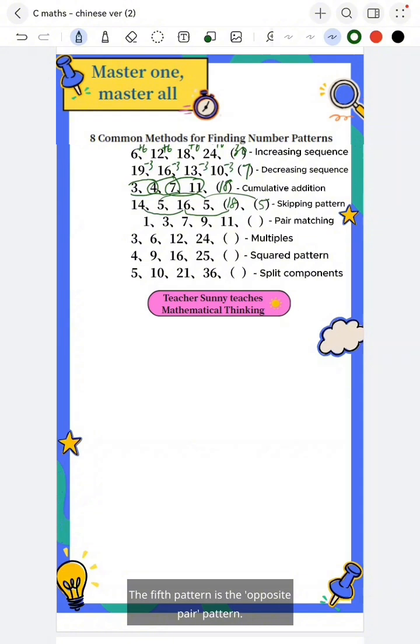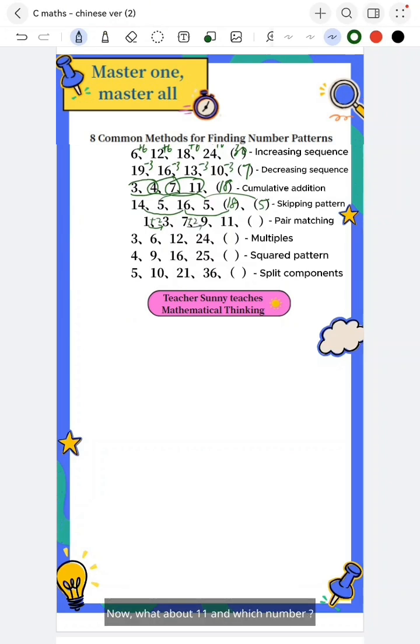The fifth pattern is the opposite pair pattern. How do we identify it? We look at the terms in pairs, one pair at a time. So for example, 1 plus 2 equals 3, that's one pair. Then 7 plus 2 equals 9, that's another pair.